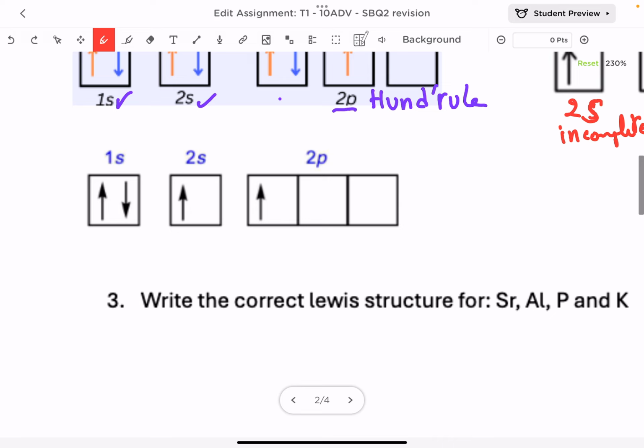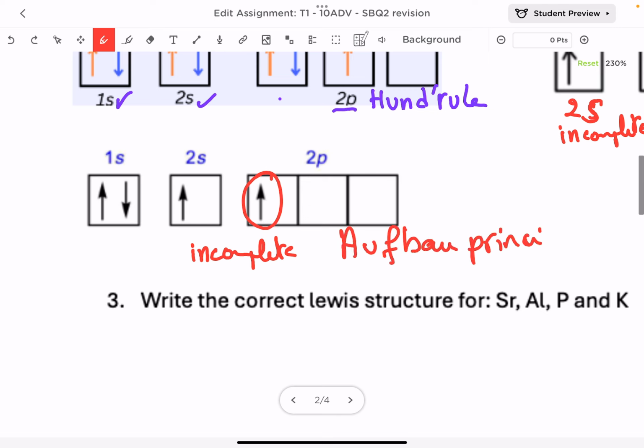Again, this is the same rule violated over here. We started filling in the 2p while this one is incomplete. So I cannot start filling the 2p when the previous one, the 2s, is not fully loaded with electrons. So again, here we are violating the Aufbau principle.